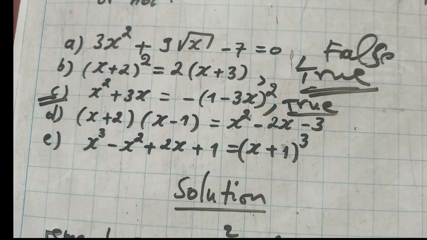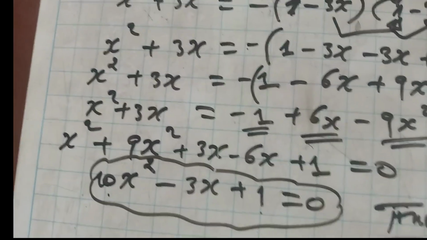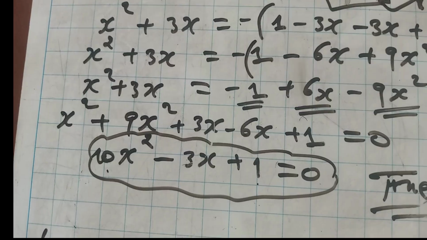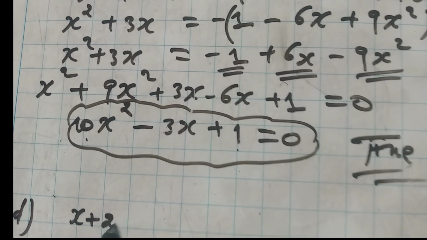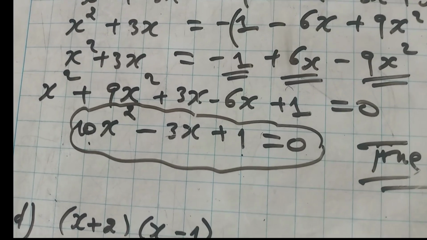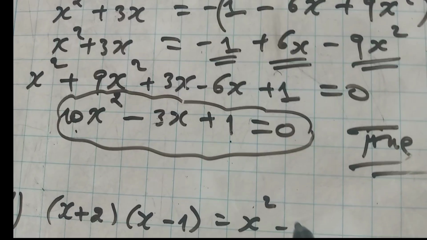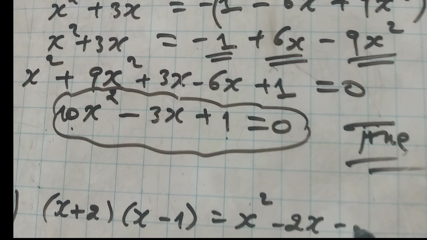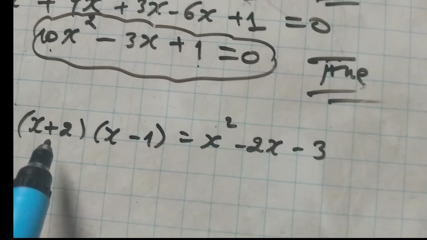This expression on C is true. Now let us see about D. You have x plus 2 times x minus 1, which is equal to x squared minus 2x minus 3, right? Now I have to expand this one.